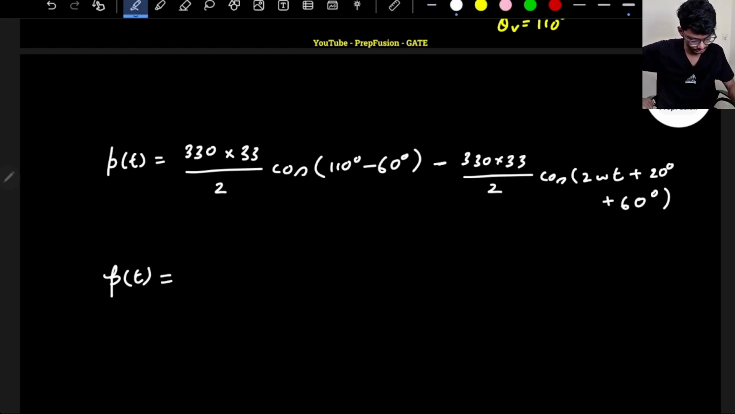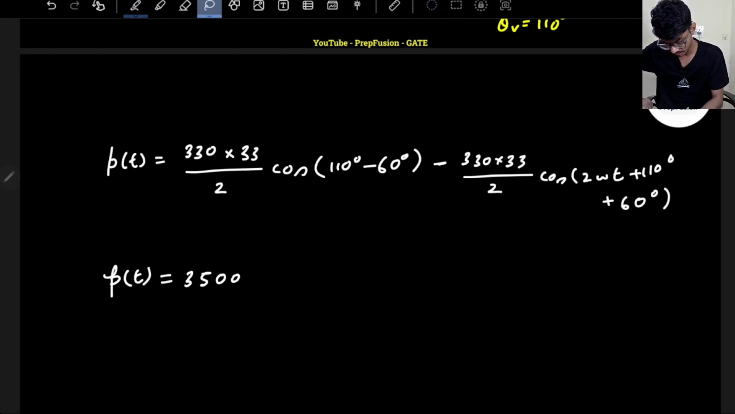So this will be basically 330 into 33 divided by 2 and cos of 50, so it will be almost 3500 watts, and 330 into 33 divided by 2 into this cos of, sorry, this should not be 20, right? I made the same mistake. This should be 110 degrees. So this will be 170 degrees.